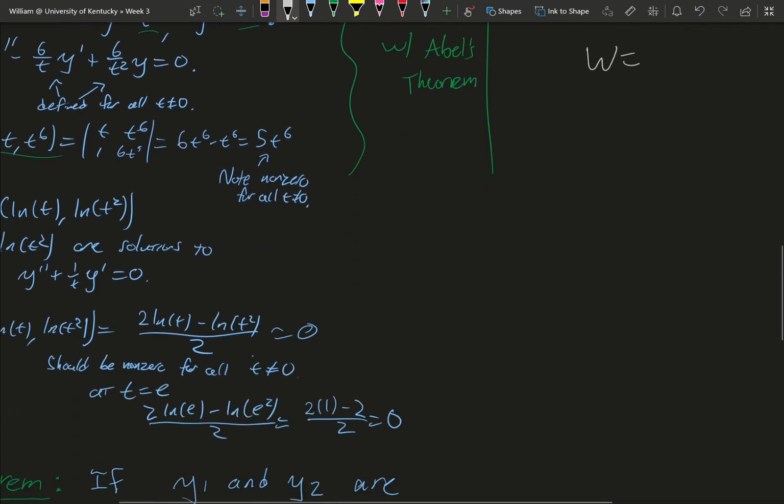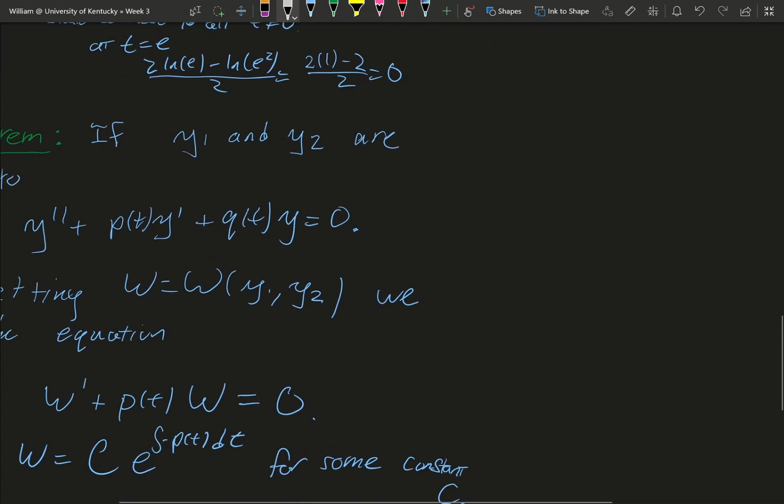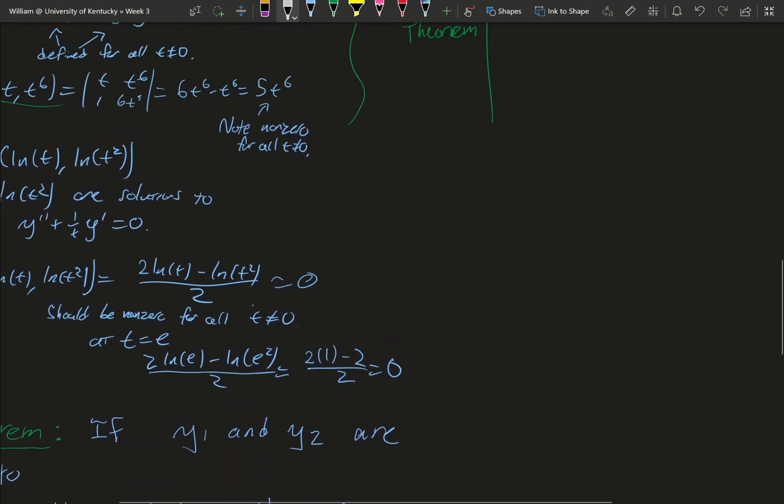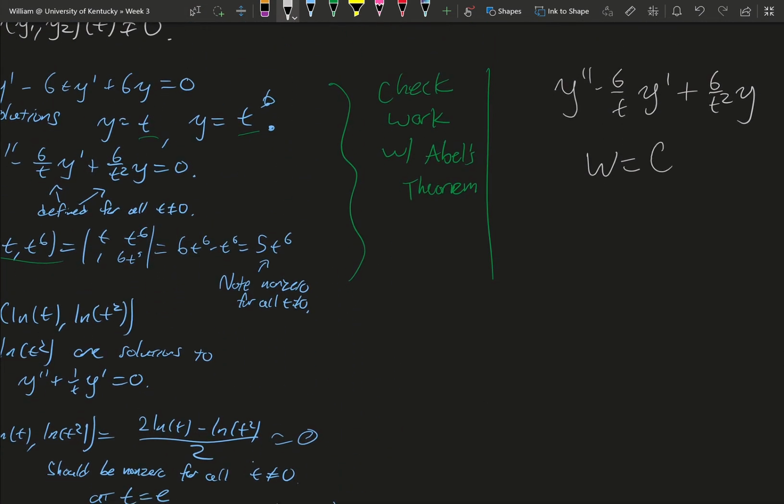So we're told at the end that W is just C times e raised to the integral of negative 6 over t dt. So those cancel, and we get 6 e to the 6 times natural log of t. Canceling out the e and the natural log, we get C t to the 6th.